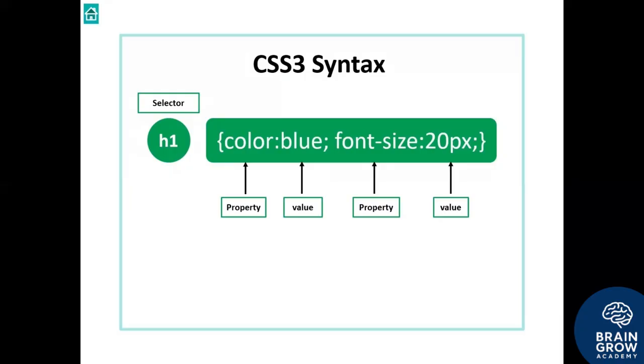That's how we do it. We assign a value to each property. Let's say the color is blue and the font size is 20 pixels. All the properties that we use are known as declarations, which are separated by a semicolon. And that's how it basically works. And now on to the next lecture.